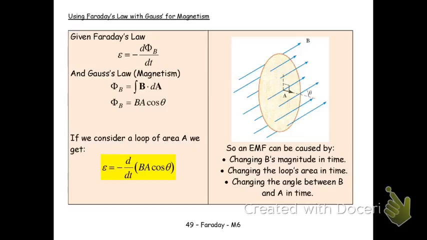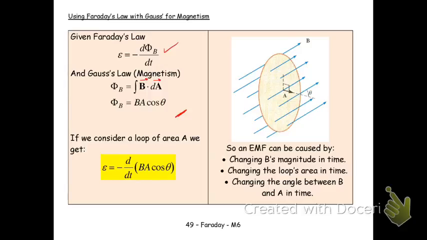Okay, so. All right, so when we get a change of flux through a loop, we get this effect. We can cause this effect. So what we say is, E is equal to minus d phi B by dt. And then we remember good old Gauss's law that flux was equal to the integral of B dotted with a little bit of area.